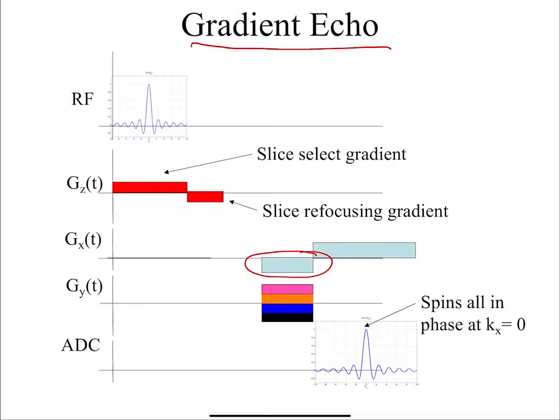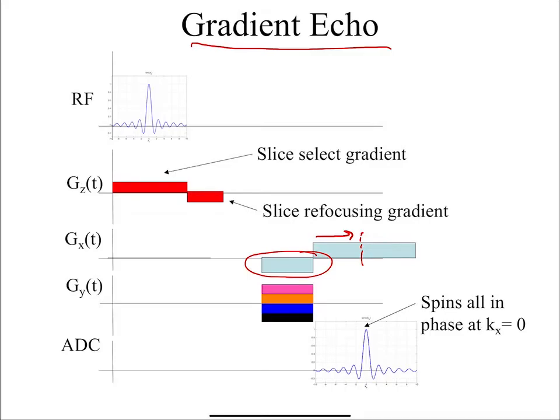And then with the readout gradient, as we move along here, at some point when the areas cancel out, we'll be at the center of k-space again. So that's called gradient focusing, or gradient echo. Wherever the spins return to k equals 0 is typically where we say we have an echo. So if you hear the term gradient echo, this is the pulse sequence.